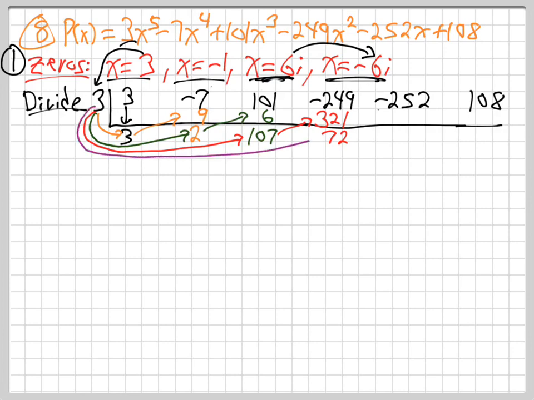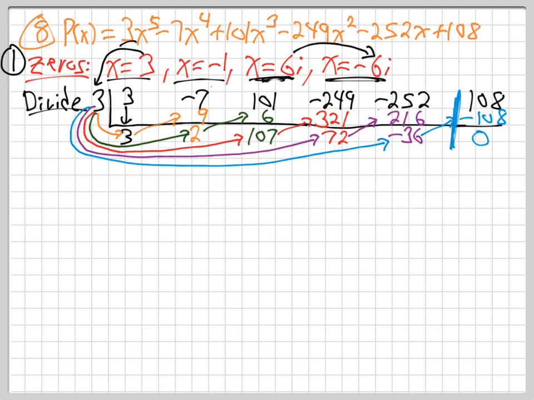And 3 times 72 is 216. Get minus 36. You know what the last step's going to do. I'll do it anyway, but you know it's always going to end up being 0, huh? 3 times minus 36, minus 108, 0. And let's put our wall there. We're going to see that wall creep over. That's the remainder, which means we did everything perfect, and x equals 3 really goes in.